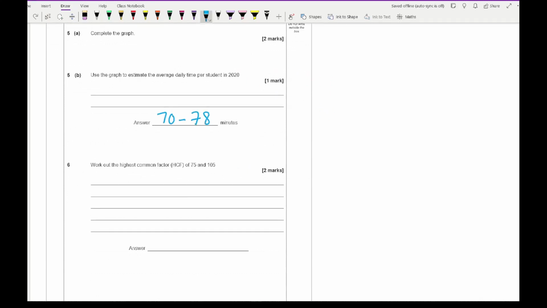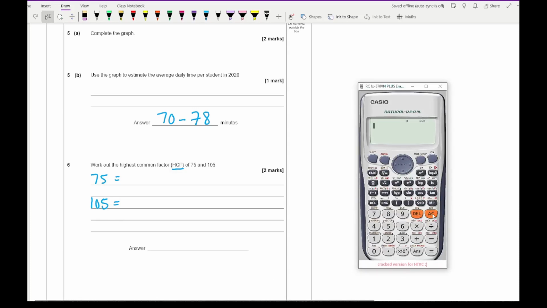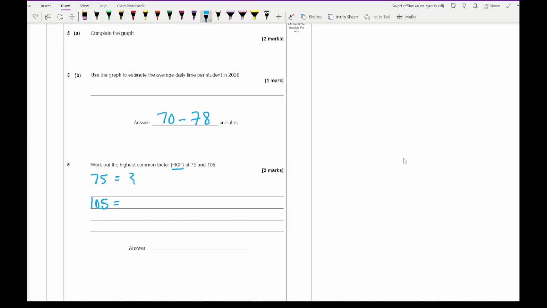Now the next question 6 says work out the highest common factor of 75 and 105. So again, highest common factor is the biggest number that goes into both these two. Now again, what you want to do is do a factor tree, or you can write the numbers as products of their primes. Now if you've got a calculator, particularly a Casio one, if you just enter the numbers 75, press equals, then press shift and then fact, it should come up with the product of their primes. So this is 3 times 5 times 5.